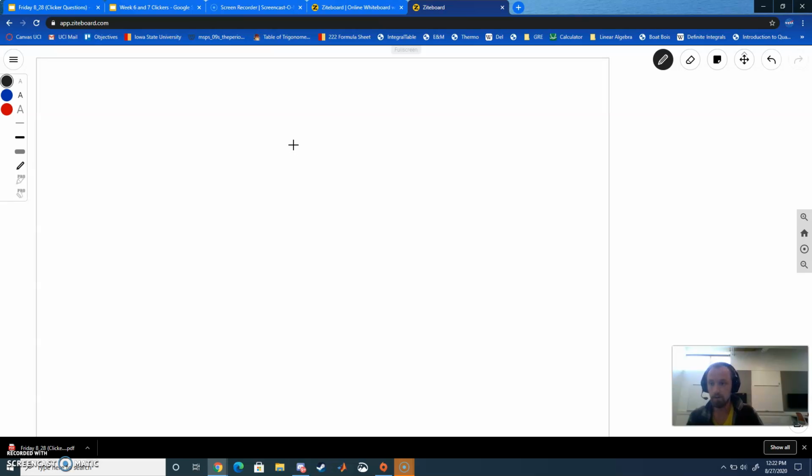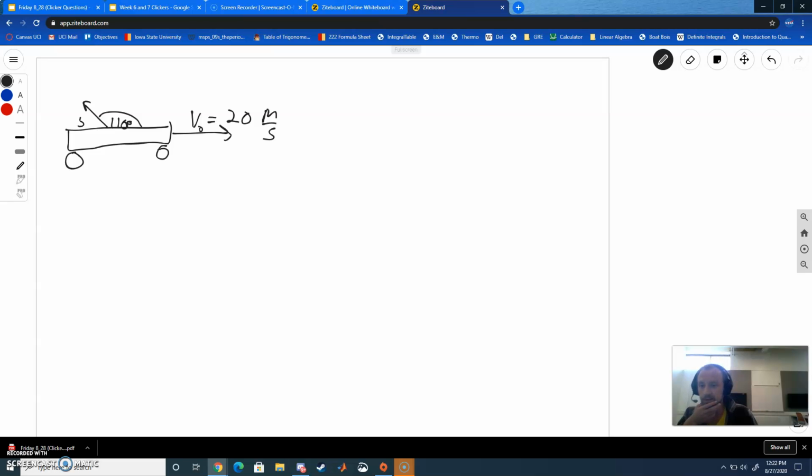First things first, draw a picture. So we have our train moving this way with some velocity v naught equals 20 meters per second. At time t equals 0, the frog jumps toward the back of the train at an angle of 110 degrees. That was meant to be 110 degrees from the front of the train. Okay, so this is the direction the frog is jumping with a speed of 5.